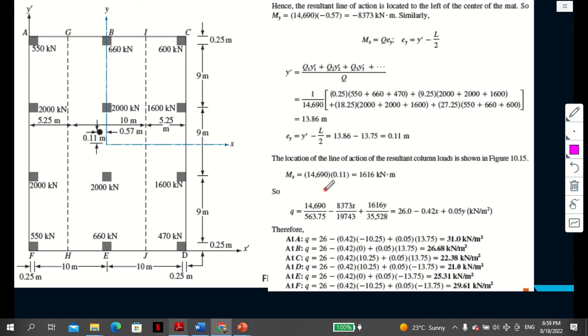We can end there. Class rep, when is the next slot you're available?